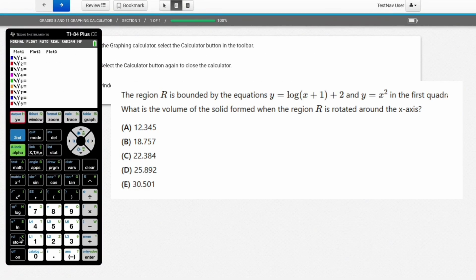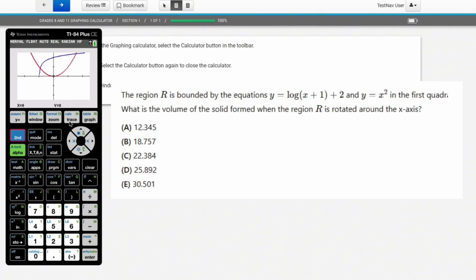We've got log of x plus 1, plus 2. So there's my x, there's my plus 1, close it, plus 2. And then my other guy was x squared. Now I need to find out where these guys intersect in the first quadrant. Now this is good news. Let's zoom in. This is good news because these guys intersect over here, which means my left limit is going to be 0, based on the fact that my first point of intersection is over here in a different quadrant. So I'm going to use 0 as my lower limit. And so all I have to do is find out my upper limit.